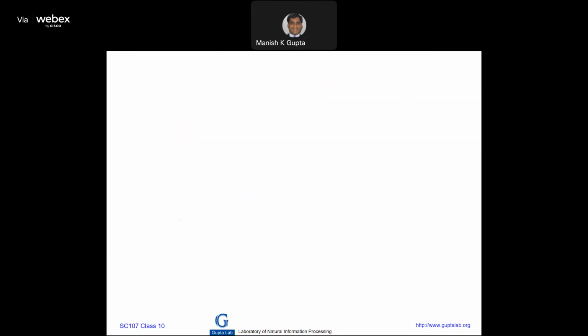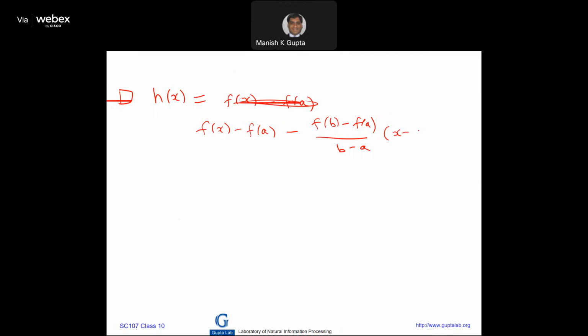It's not very difficult. What we do here, suppose we take a function h of x as f of x minus f of a minus f of b minus f of a divided by b minus a times x minus a, where a is less than or equal to x less than or equal to b.